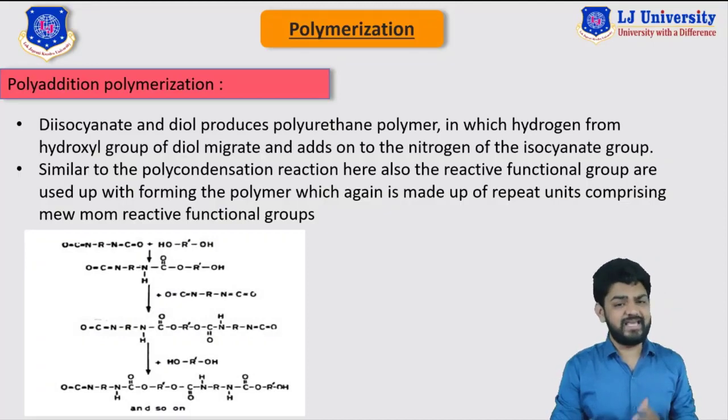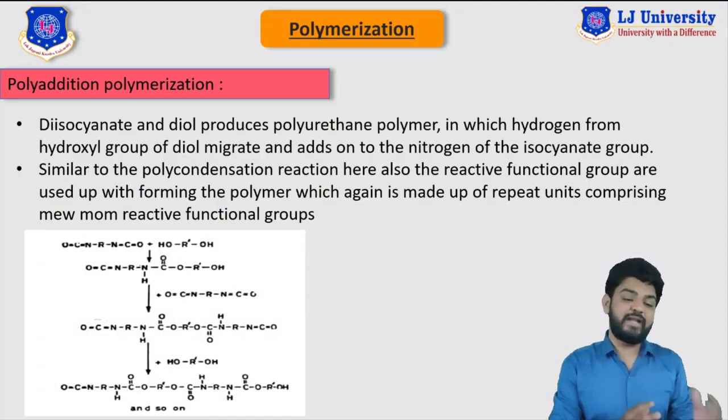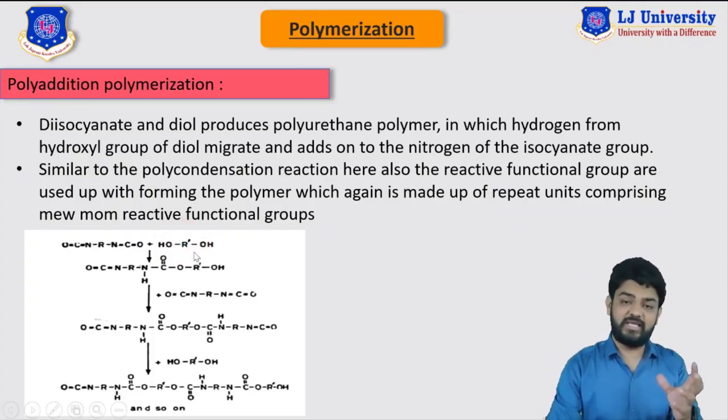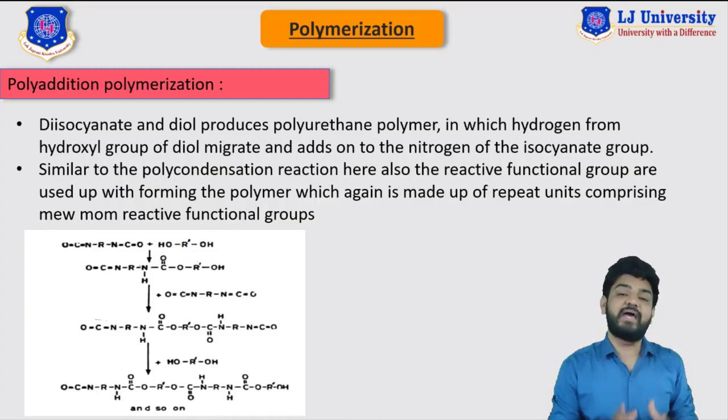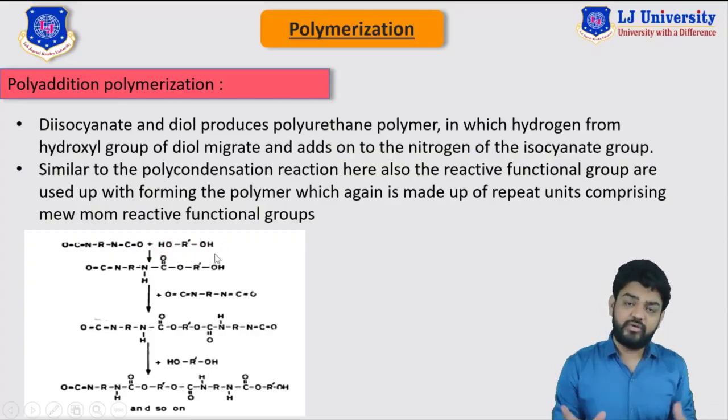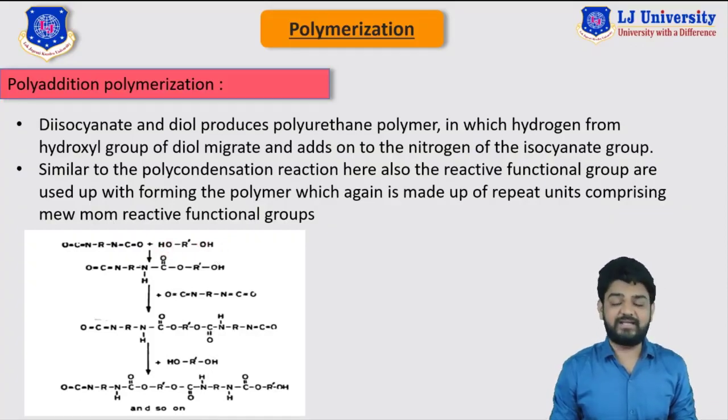You can see here that we have taken the example of diisocyanide and diols. Well, diols is just a fancy word, but they are very simple. You can see here, this is the diol compound. Basically, diol means nothing but a compound which has two hydroxyl groups at its two ends, right? So you can see that this particular diol has two hydroxyl groups. One is here and one is here. So any compound which has two hydroxyl groups at its ends can be considered a diol.